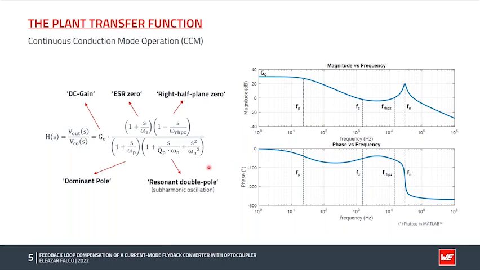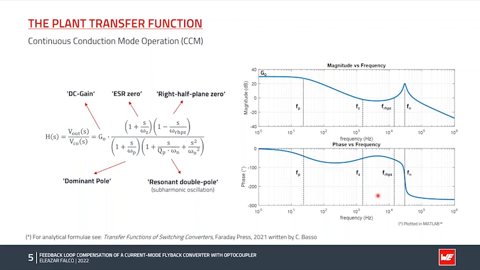And finally, we have a resonant double pole at half of the switching frequency, which represents the subharmonic oscillation instability which happens in peak current mode control systems as the duty cycle approaches or exceeds 50%. This resonant double pole causes a peaking in the magnitude, as we can see here, and the amplitude of this peaking is directly proportional to the duty cycle at which the converter operates. We also see how the double pole causes a dramatic phase lag of -180 degrees.